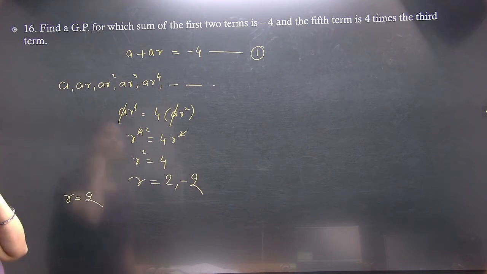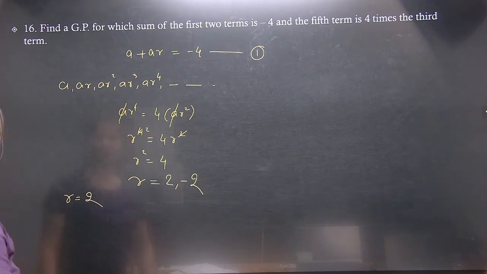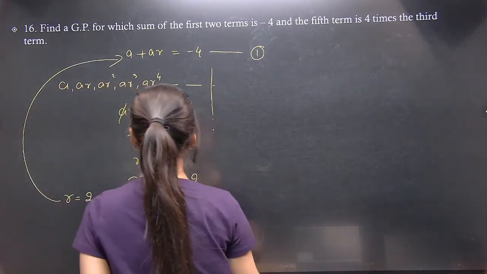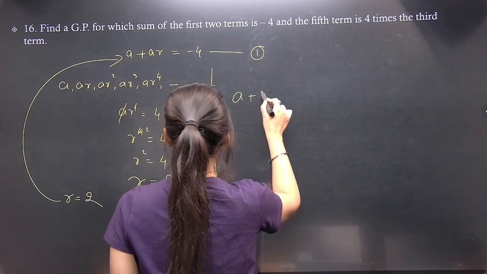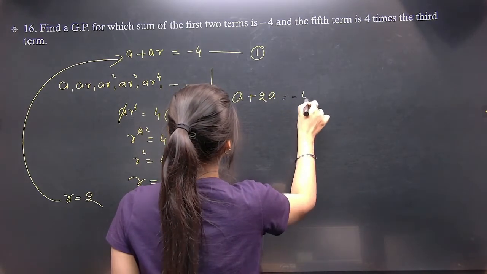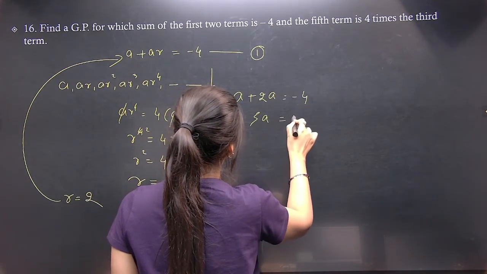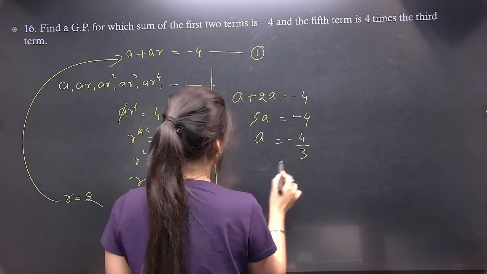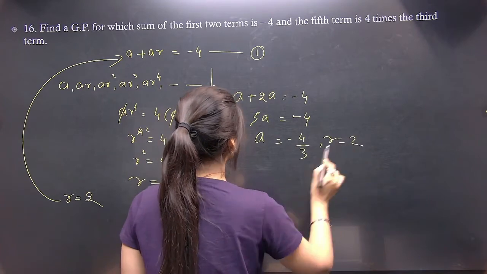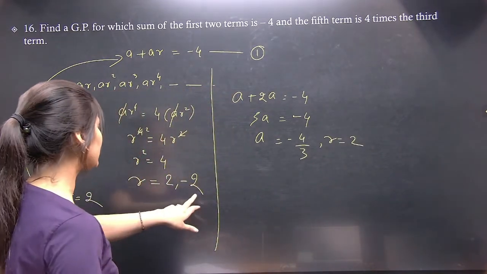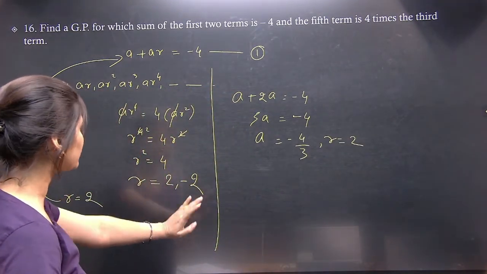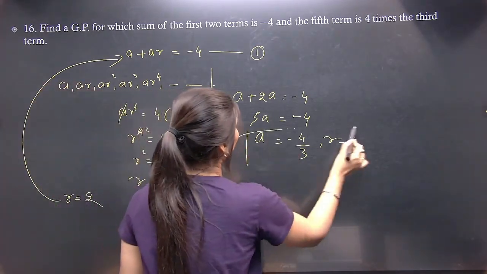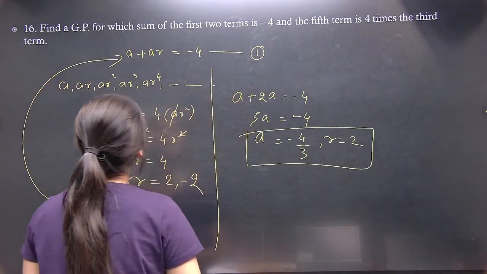Now you have to find the GP. So I am putting this in equation 1. So it is a plus ar: a plus 2a is equal to minus 4. 3a is equal to minus 4. a equal to minus 4 by 3. So we have a and r as 2. Similarly, you can find the value of a using the value of r as minus 2, and then it will give you a different answer. So we have a and r, and you have to find the GP.